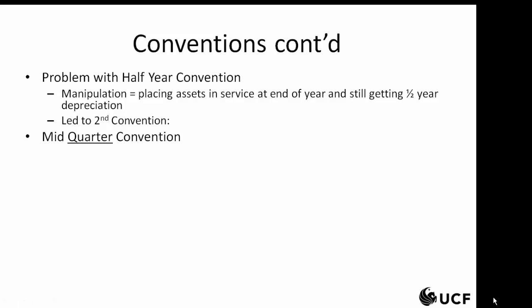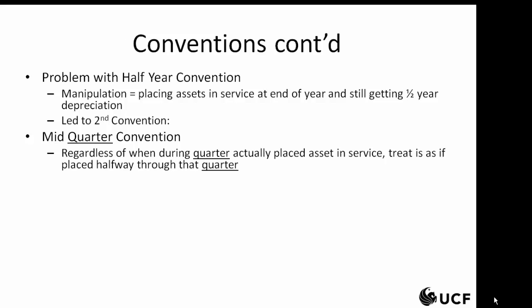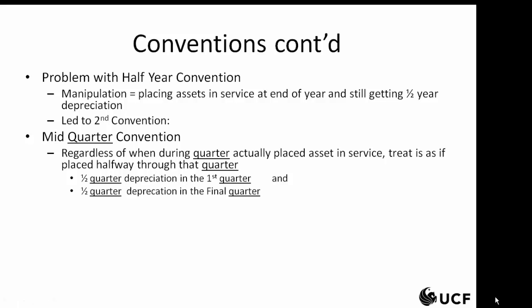The second convention is the mid-quarter convention. In the mid-quarter convention, now regardless of when during the quarter that you actually placed it in service, we're going to treat it as if it was placed halfway through that quarter, which means that you're going to get half of a quarter's depreciation in the first quarter it was placed in service and half a quarter's depreciation in the final quarter that it was used.